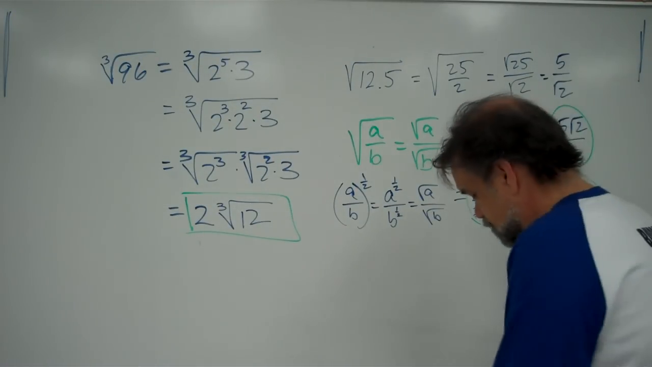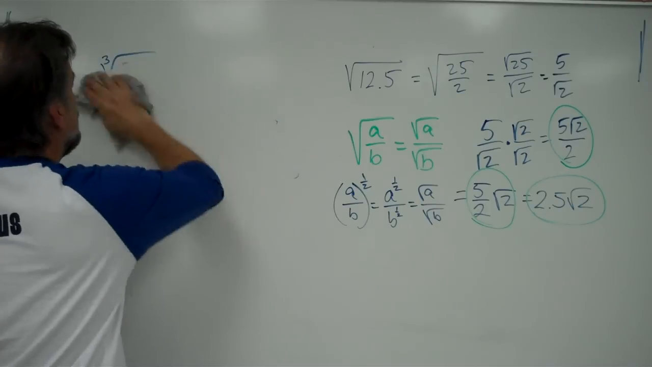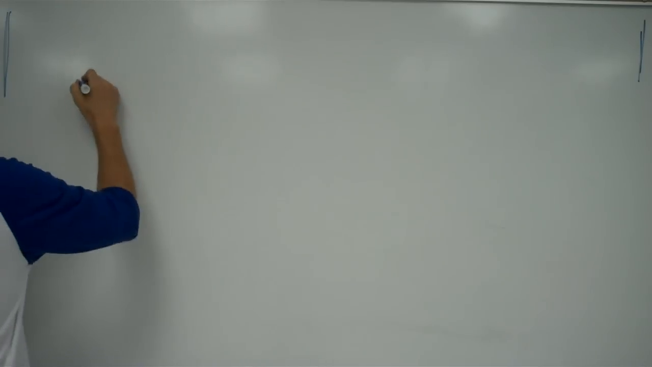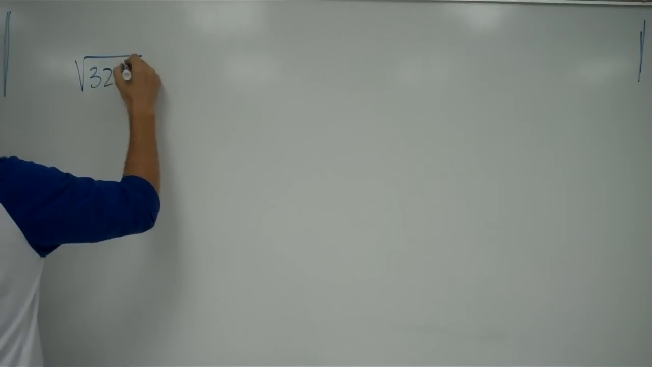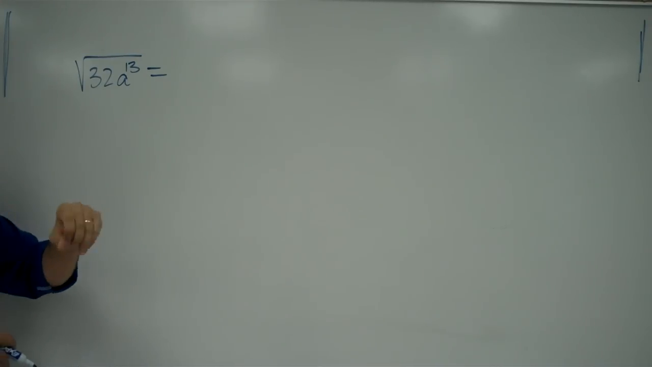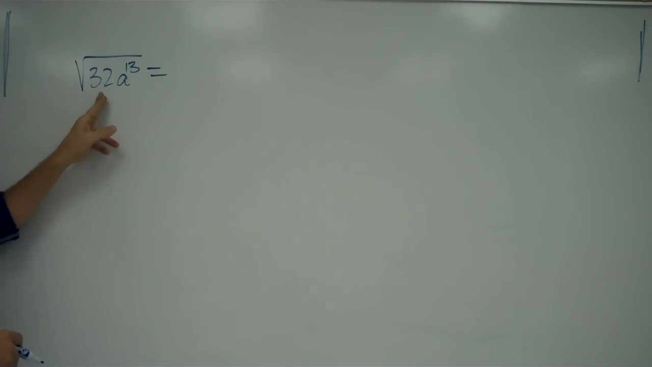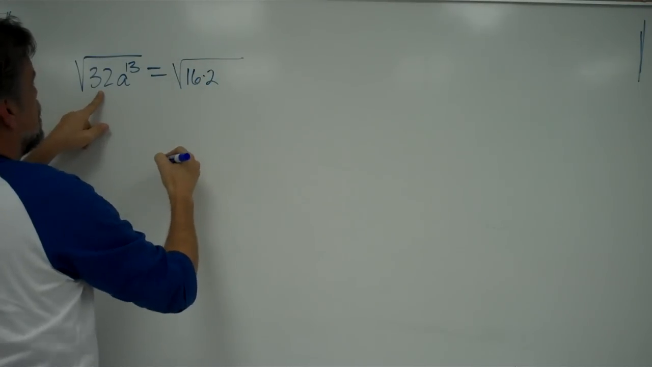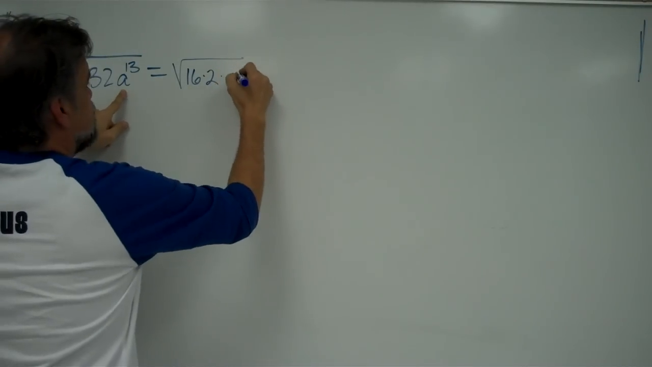Okay, what happens when you throw variables in here? For example, what happens when we have the square root of 32 times a to the 13th power? Okay. Well, what can I do here? One thing we can do is look at all the roots. But actually, I happen to know that 32 is 16 times 2. And when I said the roots, I meant the prime factors. I know that 32 is 16 times 2, and 16 is a perfect square. So I'm going to write this as 16 times 2, and a to the 13th, that's a to the 12th times a.